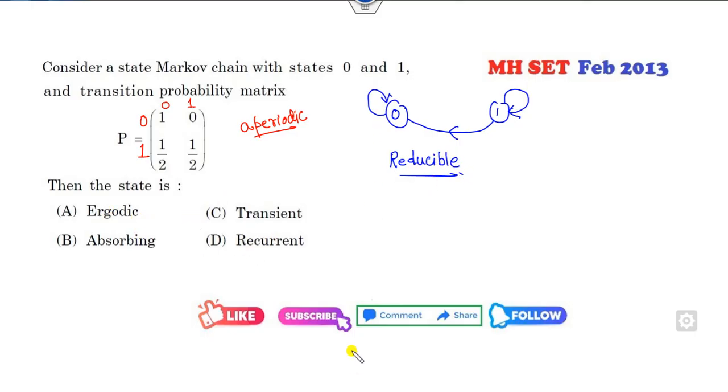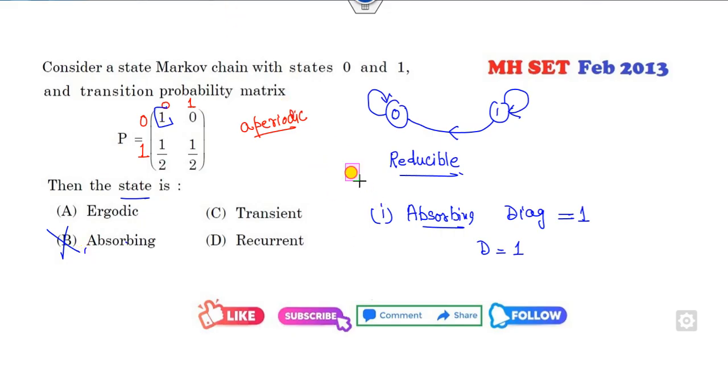How can you check for absorbing? Look at the diagonal value. Is the diagonal value 1? Yes. But the question says the states, and it does not specify which state, so we have to check that all the diagonal values should be 1. That is not the case, so that option is cancelled. If they were talking about state 0, then state 0 is absorbing. But right now they are not talking about only state 0, so option B is cancelled.